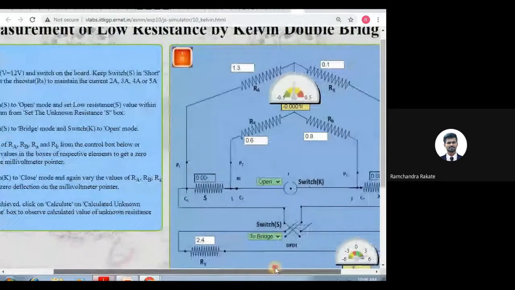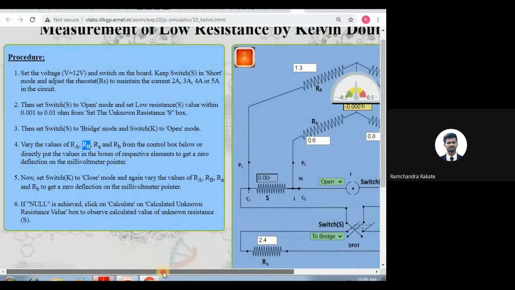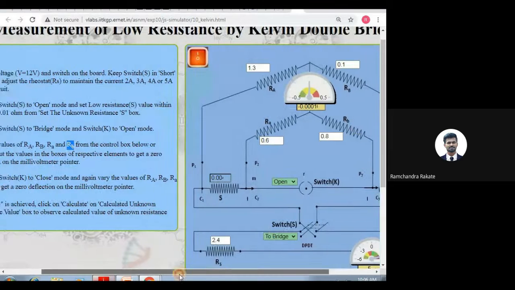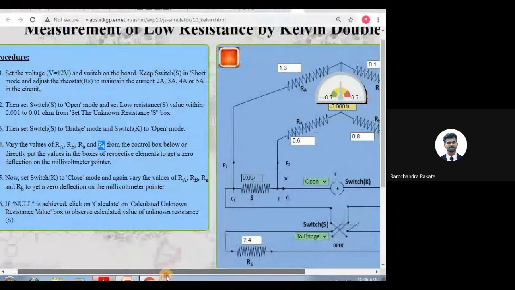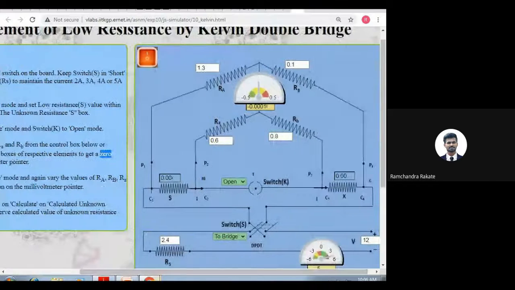Now my bridge circuit is in your scope. You have to vary the value of RA, RB. Let us find out where RA and RB are. So this is my RA, this is my RB, then small RA and small RB from your control box, or by the respective value, so that you can have zero deflection. So what we are achieving? We need to achieve zero deflection here. So we can vary from here. We'll start with RA.